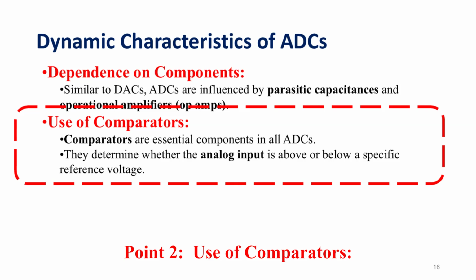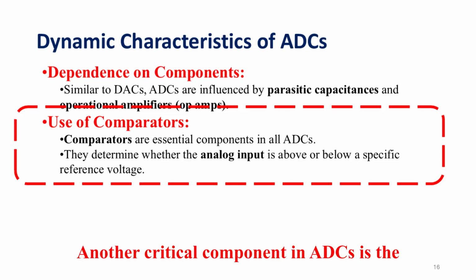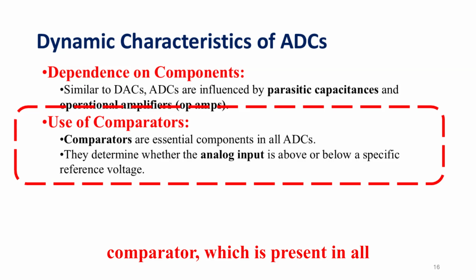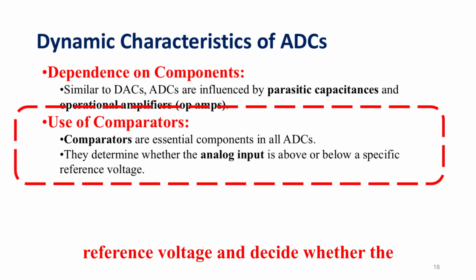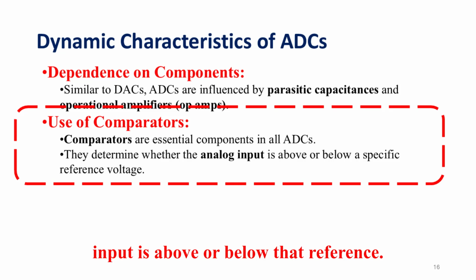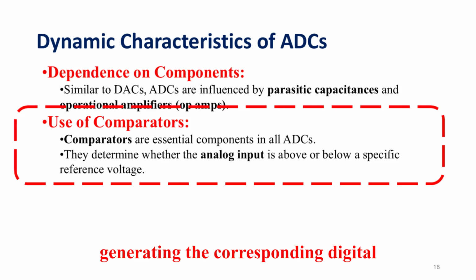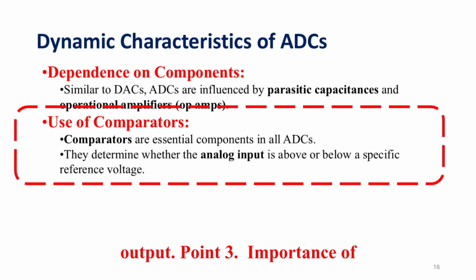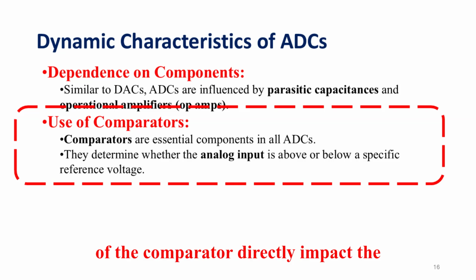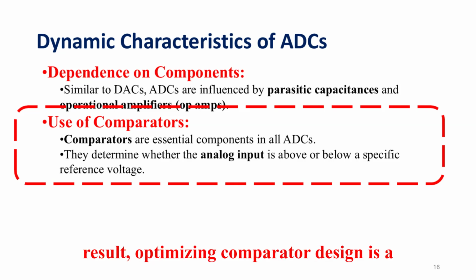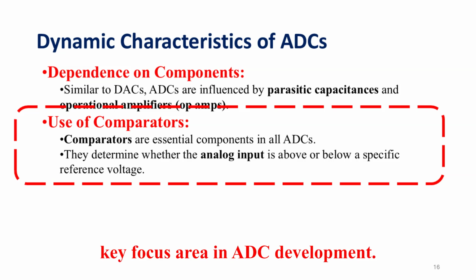Point 2. Use of comparators. Another critical component in ADCs is the comparator, which is present in all ADC architectures. Its role is to compare the analog input signal against a reference voltage and decide whether the input is above or below that reference. This decision forms the basis for generating the corresponding digital output. Point 3. Importance of comparators. The accuracy and speed of the comparator directly impact the overall performance of the ADC. As a result, optimizing comparator design is a key focus area in ADC development.